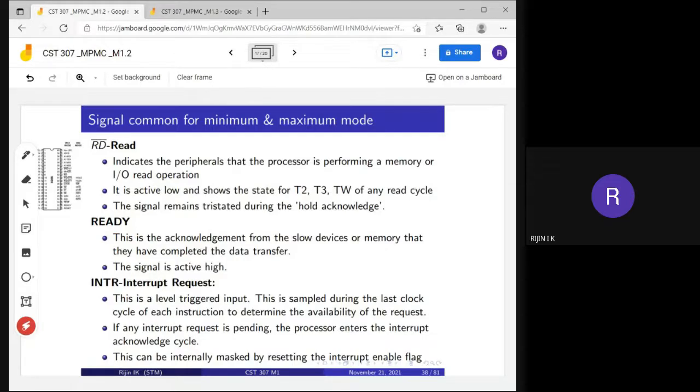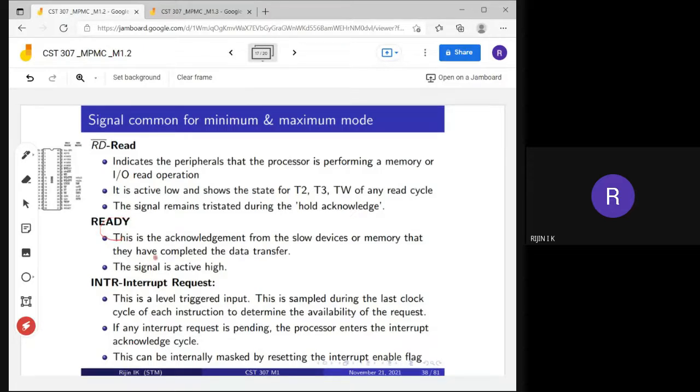It is like an acknowledgement signal from an IO device. Suppose a data transfer is completed, and an IO device or a memory has performed its operation, and it is saying that it is ready to perform the next operation. Like that, there is an acknowledgement.